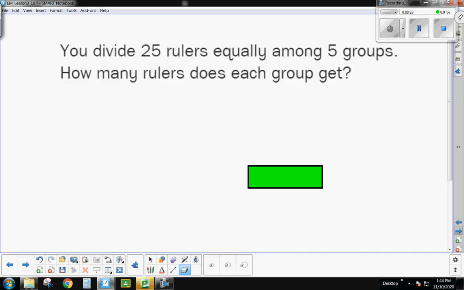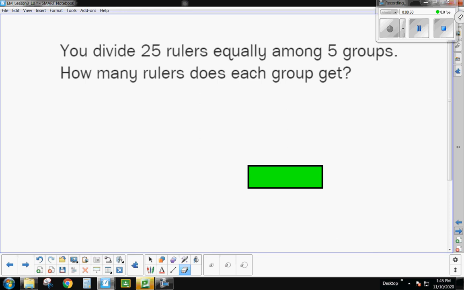So let's look at this first problem. It says you divide 25 rulers equally among 5 groups. How many rulers does each group get? Go ahead and pause this video and work this problem out. You can draw a picture to help you. I want you to find the answer and write a number model to go with it.